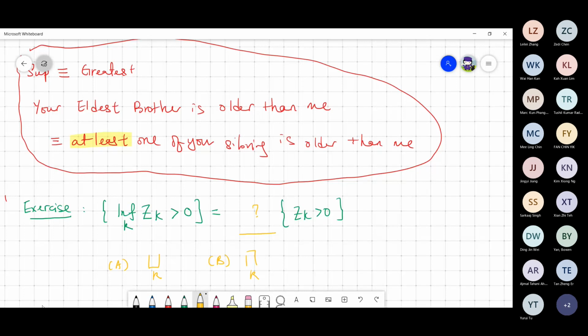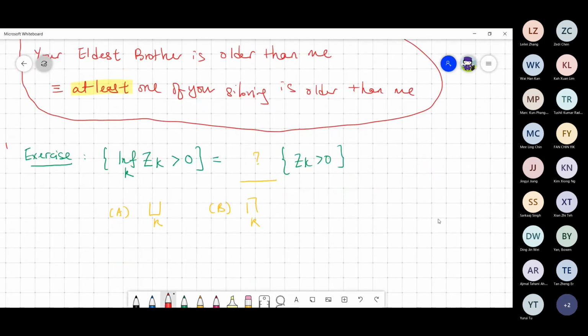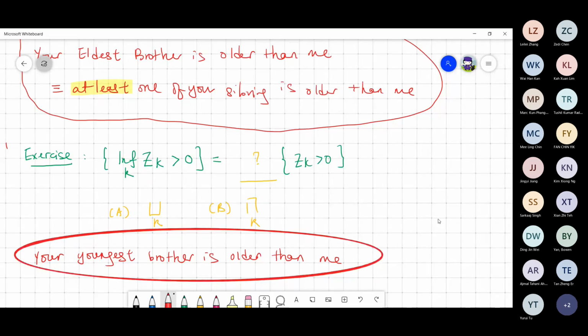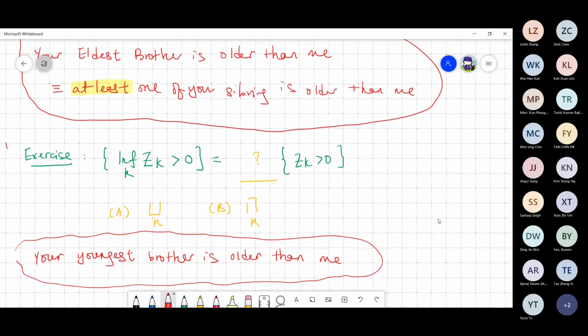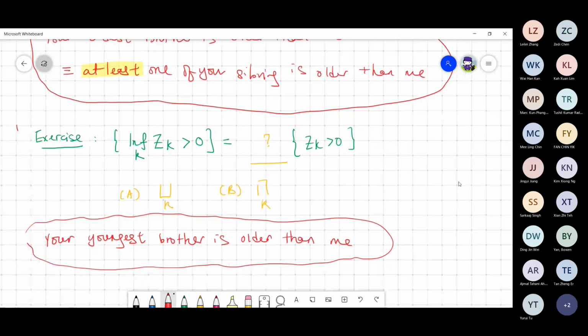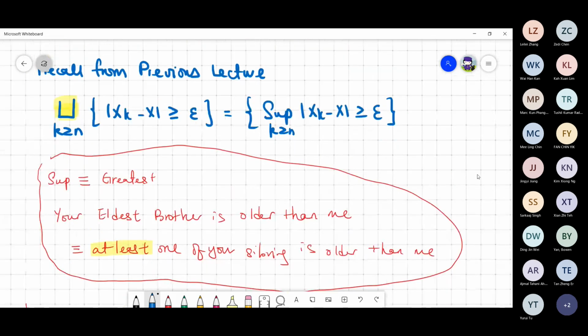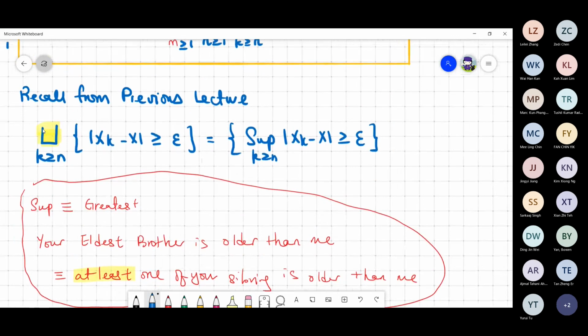Okay, the smallest. So you may just revise this. How to interpret this statement? Let's say infimum stands for smaller. So your youngest, not younger, youngest brother is older than me. What does it mean? Think about it. Which one should you use, and or union or intersection? This is not what we want to use. For today's lecture, we only need this one. Just remember, the union of this thing will be the supremum of this.